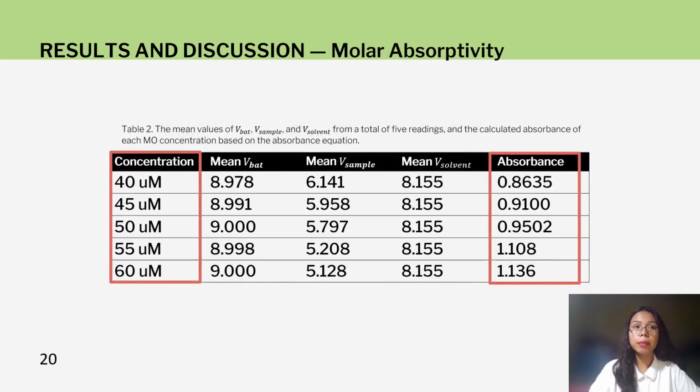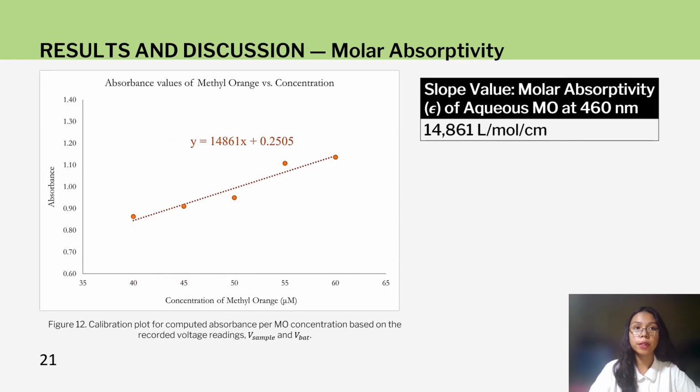Lastly, the determination of aqueous methyl orange dye molar absorptivity is made, and here are the concentration and absorbance. Graphing these values as shown in figure 12, the molar absorptivity of aqueous MO at 460 nanometers is determined from the slope of the best fit line. It is 14,861 liters per mole per centimeter.